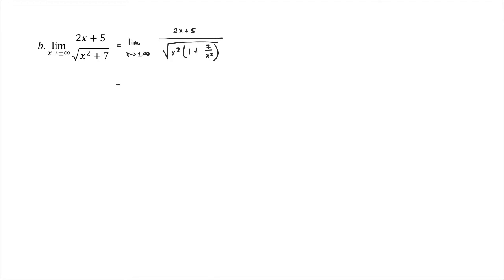Now we're going to use the properties of radicals, where we can take the radical of a product. If you remember, let me do it here again. The square root of a times b is equal to the square root of a times the square root of b. I'm going to do that with the denominator. So that's going to give me here the square root of x squared times the square root of 1 plus 7 over x squared.